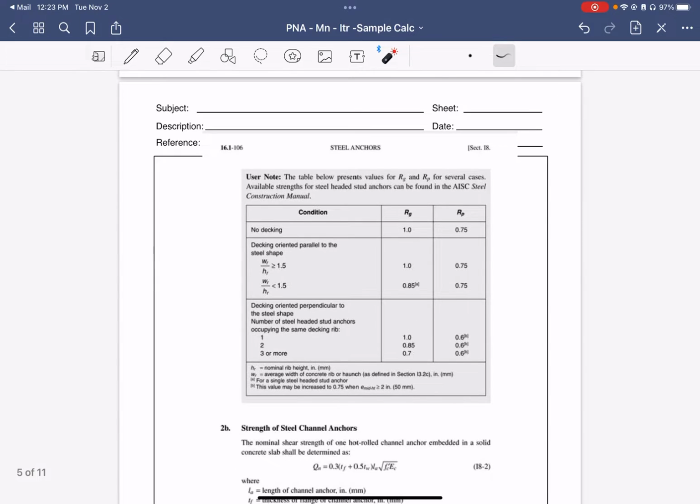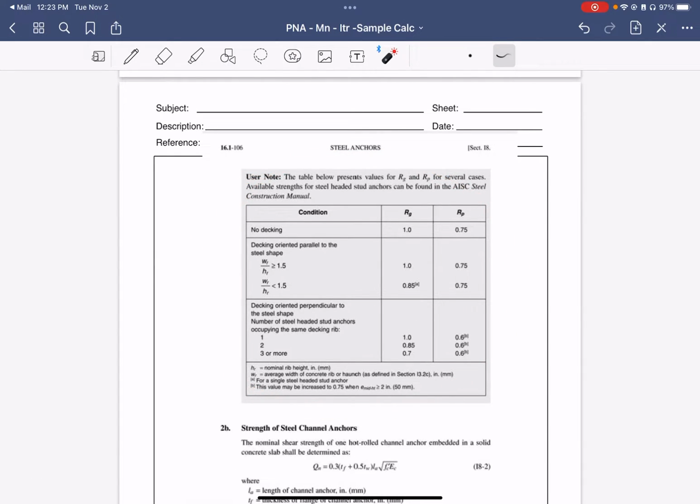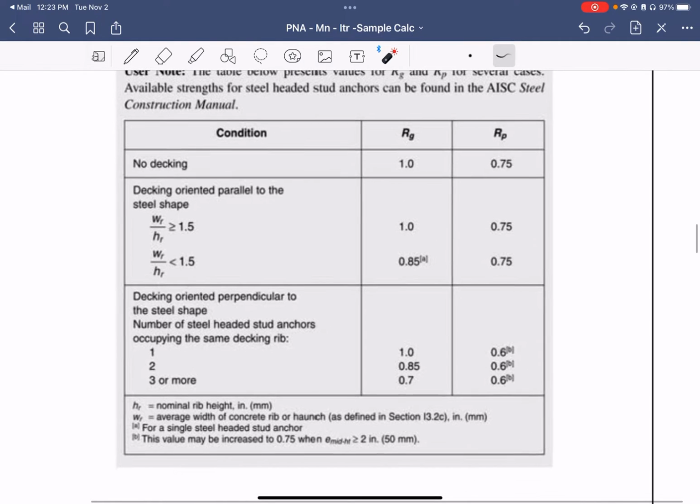Anyways, you'll see that this table right here is going to assist in giving you the shear capacity of the Nelson studs and how to calculate it. I think I missed getting that section over, but I have the equation in this example coming up, so not to worry. Let's go through this really quick.